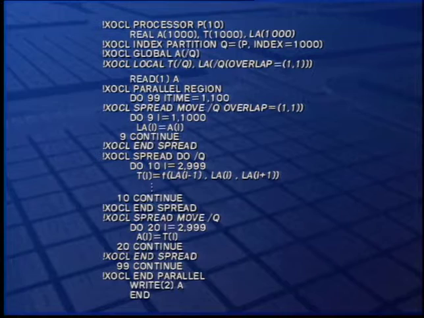Here's a sample code which has been parallelized using VPP Fortran. This short code depicts an explicit finite difference scheme for a time-dependent flow problem. In this parallelized version, some of the key compiler directives are highlighted. All the compiler directives start with exclamation XOCL.